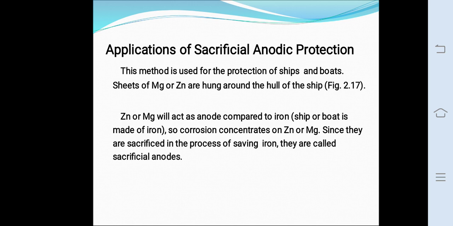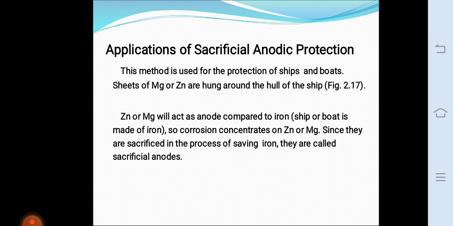Applications of sacrificial anodic method. This method is used for the protection of ships and boats. Sheets of magnesium or zinc are hung around the hull of the ship. The zinc or magnesium will act as anode compared to iron. So, corrosion concentrates on zinc or magnesium, since they are sacrificed in the process of saving iron. They are called sacrificial anodes.